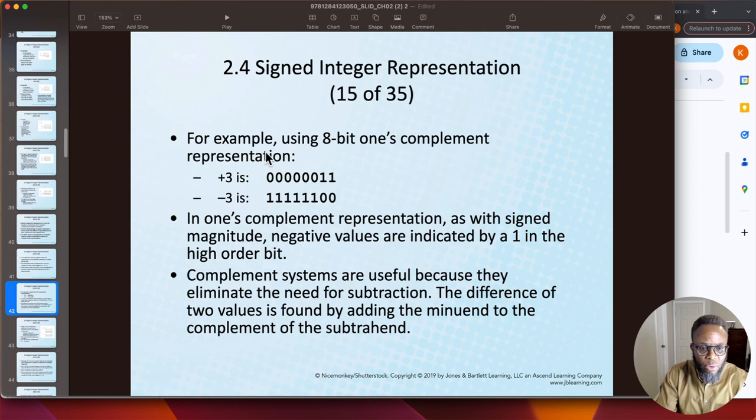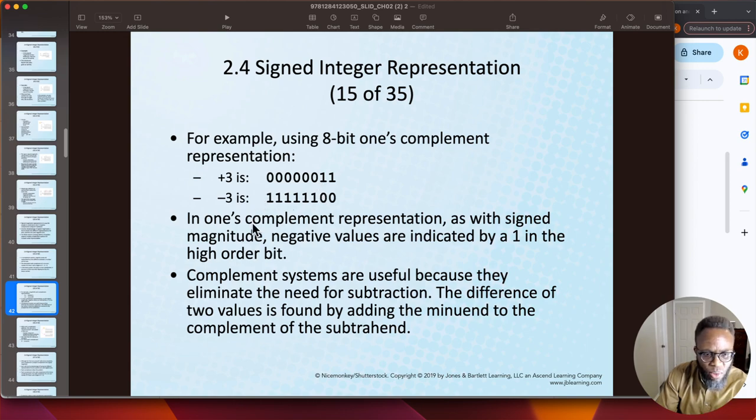So if we look at this one, using 8-bit 1's complement representation, plus 3 is, this is the 2's complement though. This is the binary representation of 3. And if you look here, the 1's complement is, you take these bits, you flip 1 to 0, 1 to 0, and then the zeros to ones.